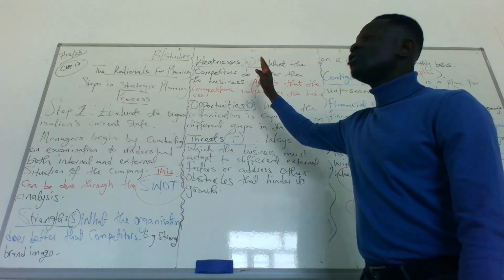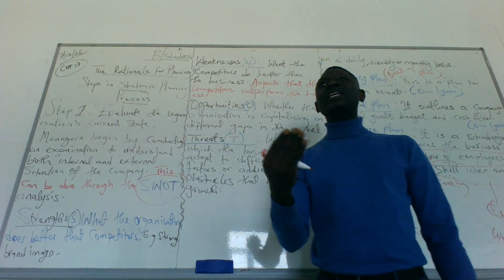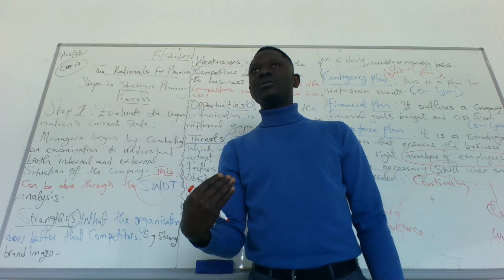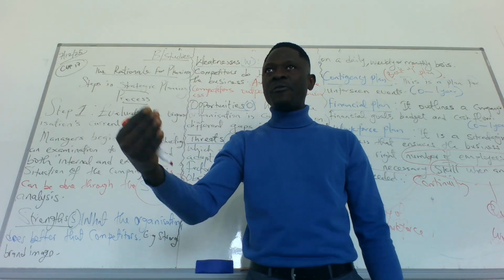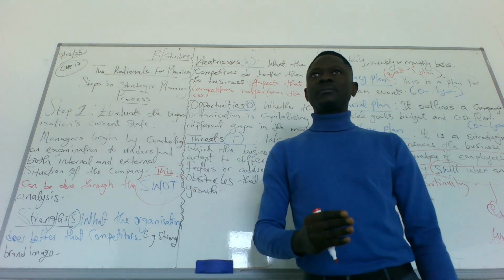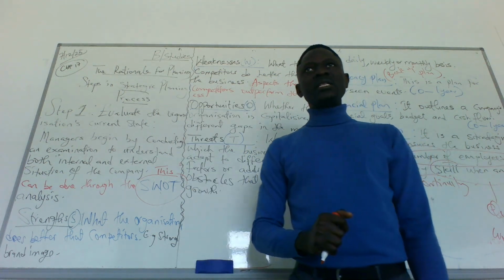The next one is your weaknesses. Your weaknesses are those things that make your competitors better than you. Those things that they do that outperform your own business. Those are your weaknesses that you have to work on. Do we understand weaknesses here?